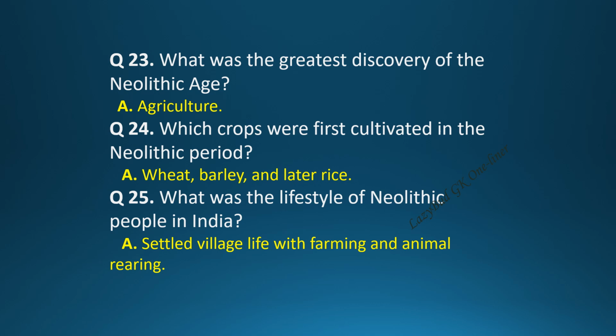Answer. Agriculture. Question 24. Which crops were first cultivated in the Neolithic period? Answer: wheat, barley, and later rice.